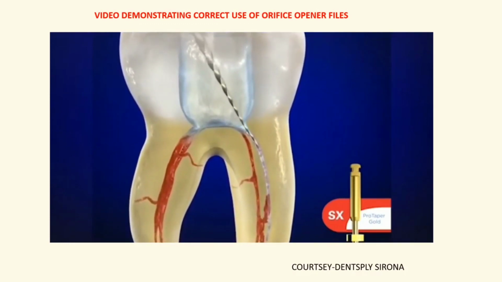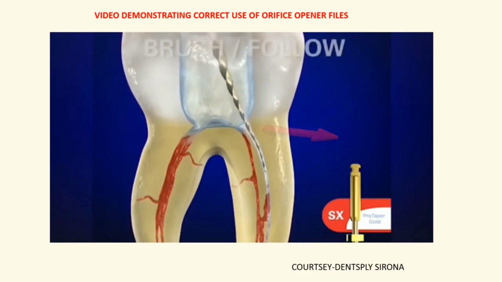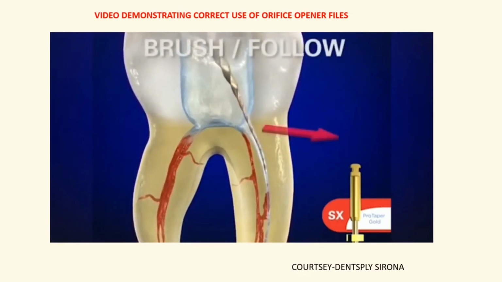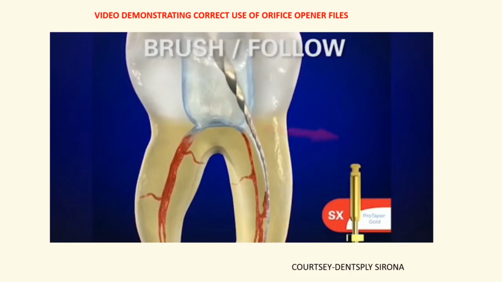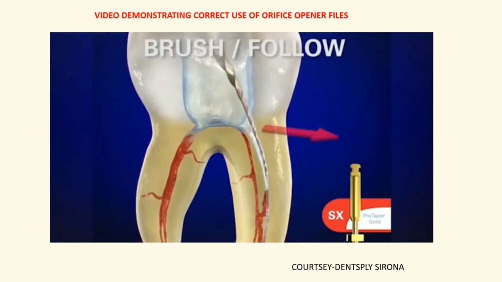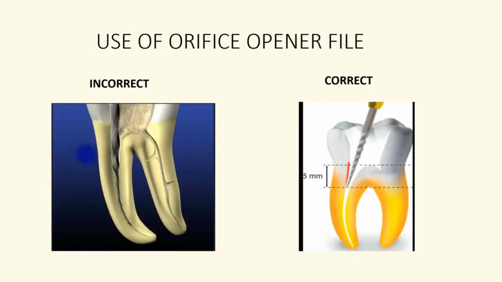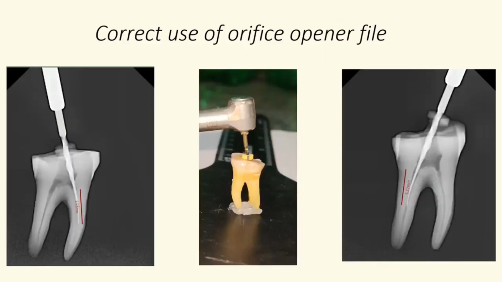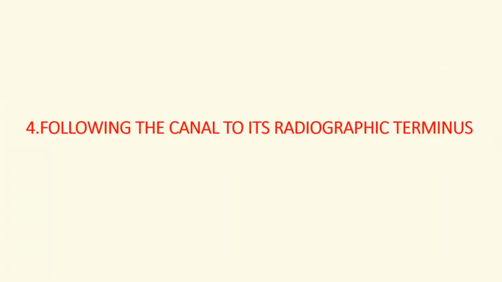This is a small video demonstrating again the correct use of orifice opener files. Please have a look at this video also. The file is not going deep into the canal more than 5 to 6 mm. This is the correct and this is the incorrect use of the orifice opener. Correct use of orifice opener files: you can see the file is deep into the canal only 5 to 6 mm, not more than that.